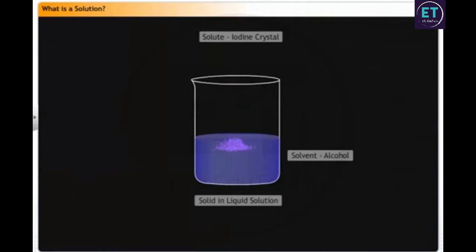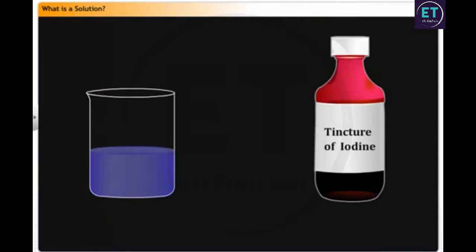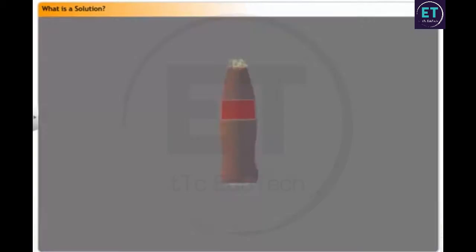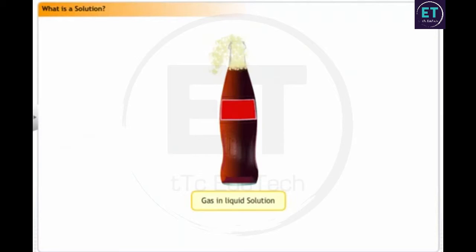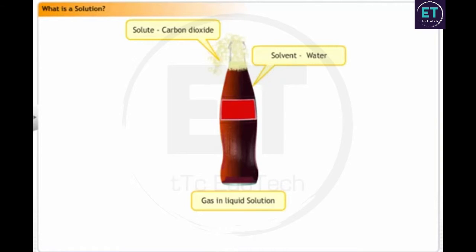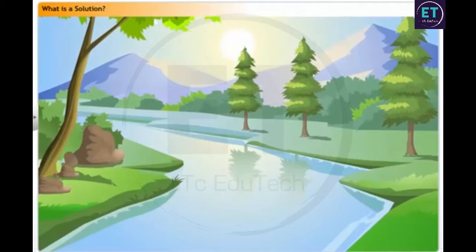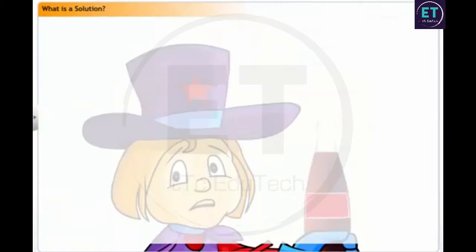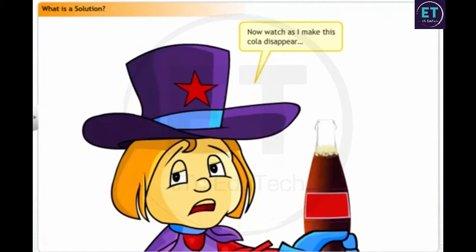A solution of iodine in alcohol is known as a tincture of iodine. The iodine is the solute and alcohol is the solvent. This is an example of a solid in a liquid solution. An aerated drink is a gas in liquid solution, where carbon dioxide is the solute and water is the solvent. Air is a homogeneous mixture of a number of gases. It is an example of a gas in gas mixture. Now watch as I make this cola disappear.